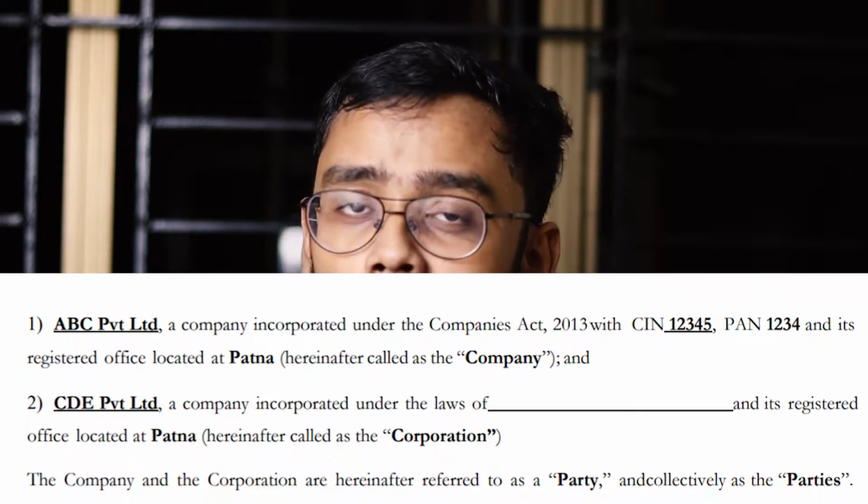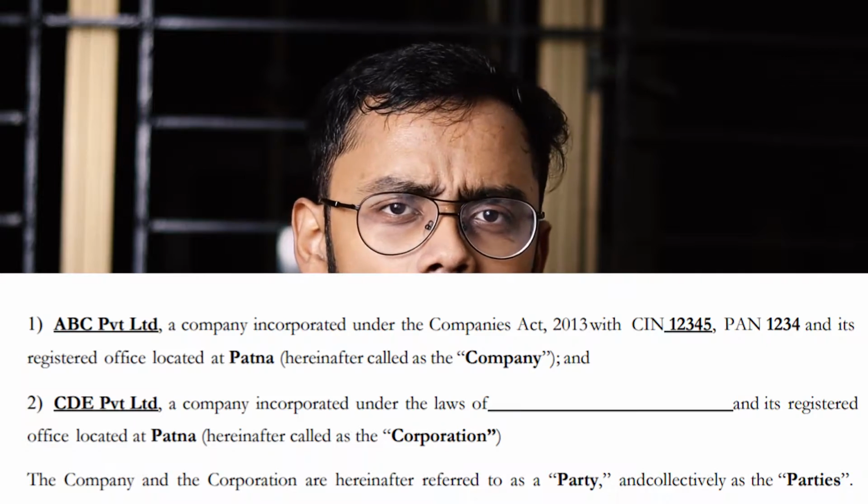Then you move forward and put the details of the parties. Usually, in most cases, the parties are companies. In that situation, apart from naming the company, you would also need to put their CIN number and their PAN number. Why? To accurately identify who they are.